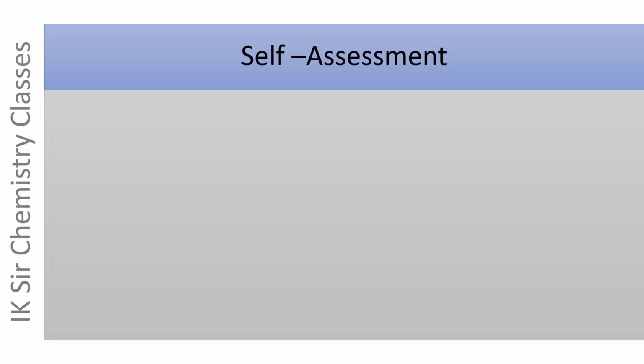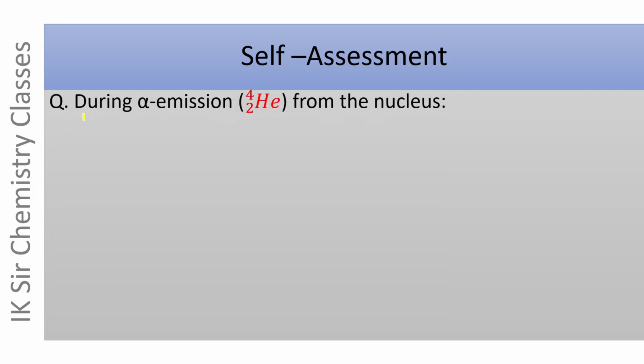Now the time for another self-assessment. During alpha emission from the nucleus, the alpha particle contains 2 protons and 2 neutrons. Alpha particle is nothing but a bundle of 2 protons and 2 neutrons. An alpha particle is emitted from the nucleus. It means the nucleus emits 2 neutrons and 2 protons. A nucleus emits alpha particle means it emits 2 neutrons and 2 protons.